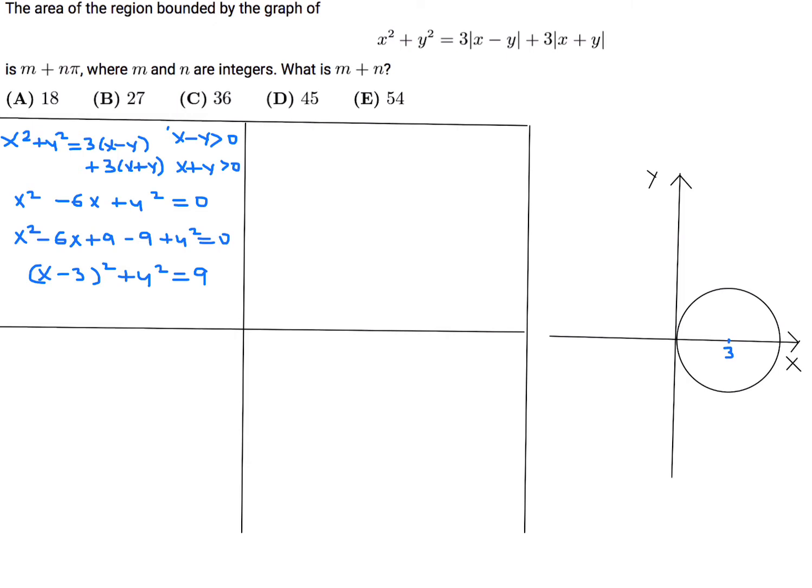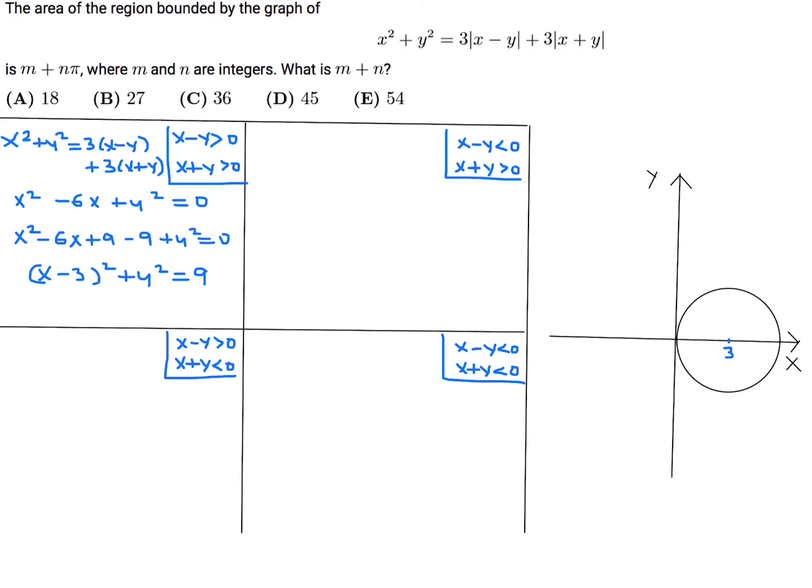The next scenario is very similar. This time x minus y is less than 0, but x plus y is still greater than 0. Then I'll just write the other scenarios. The other one would be both of them being negative: x minus y less than 0, x plus y less than 0. And then the third scenario, x plus y less than 0, but x minus y greater than 0. For each one, you would do a similar kind of calculation.